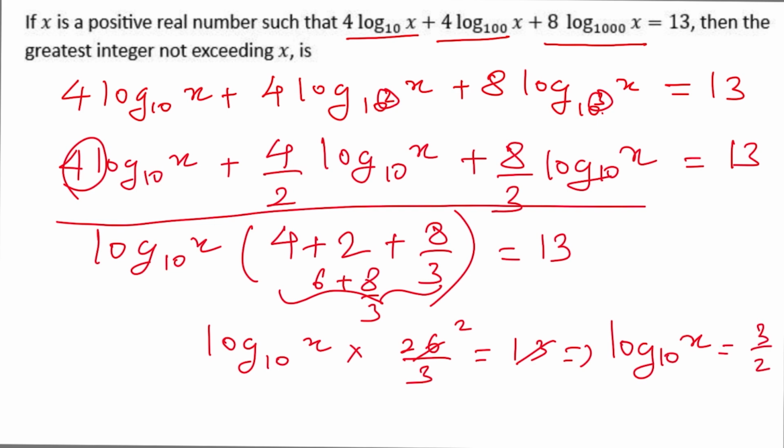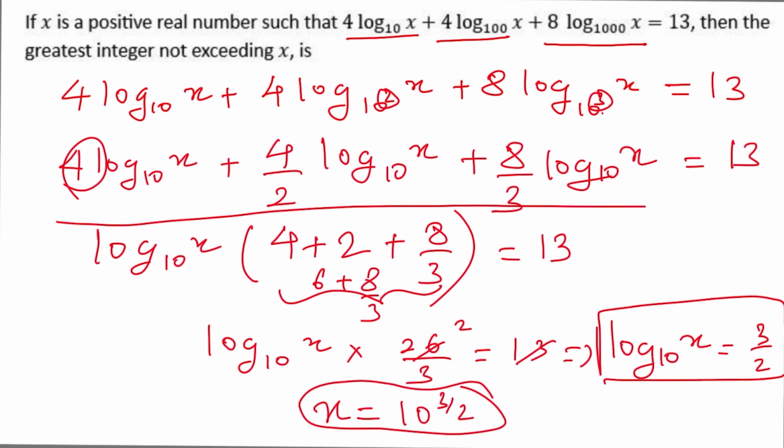The last step is we'll convert this log equation into indices. If log of x to the base 10 is 3 by 2, we can say x is 10 raised to 3 by 2. And this 10 raised to 3 by 2 is nothing but 10 raised to 1 into 10 raised to 1 by 2. Now, 10 raised to 1 would be 10 as it is. Root 10 would be roughly 3.1 something. So 3.1 something into 10 would be 31 point something.